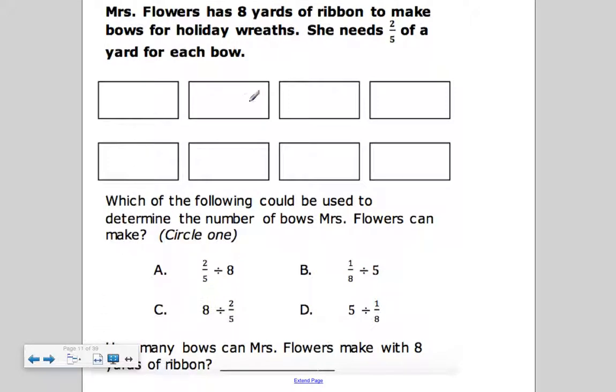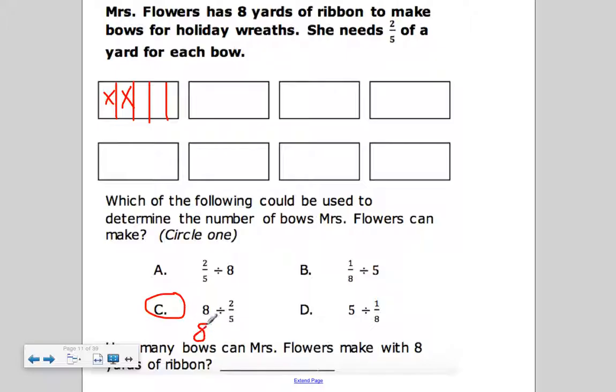Mrs. Flower has 8 yards of ribbon. She wants to make bows for a holiday wreath. She needs 2/5 of a yard for each bow. So if I cut each yard into 5 parts, that means she needs this one and this one to make a bow. In other words, she started with 8 yards and she's dividing it into groups of 2/5. So she's taking 2/5 for each bow. So it's 8 ÷ 2/5. But how can I answer this?